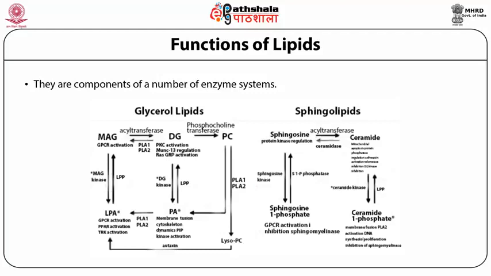The interconversion of sphingosine to ceramide by acyl transferases and ceramidases also contains lipids. Sphingosine kinase, sphingosine 1-phosphatase, and ceramide kinase are some examples of enzymatic systems which are composed of lipids.